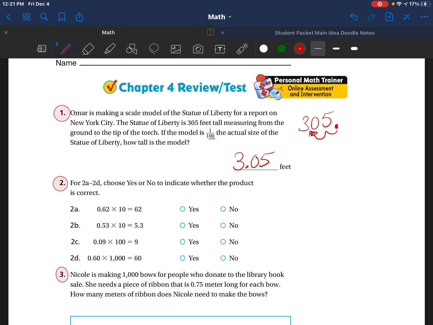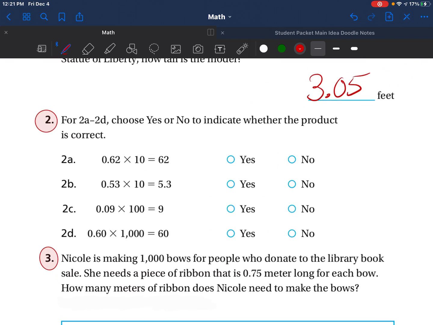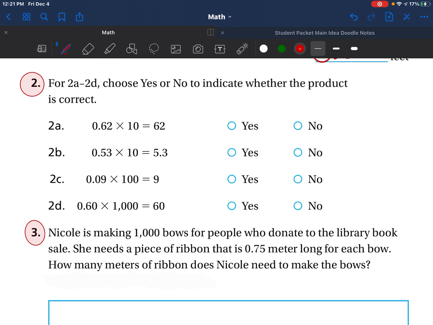Number 2, there's 4 problems, and it's just like the ones we did on the last test, but this time instead of saying true or false, it says yes or no. Basically, we have to solve these problems and see if the answer they have is the same answer that we get. So, let's look at this.